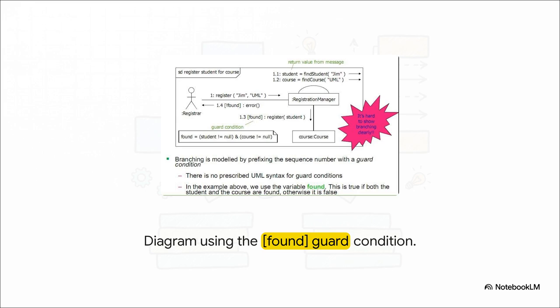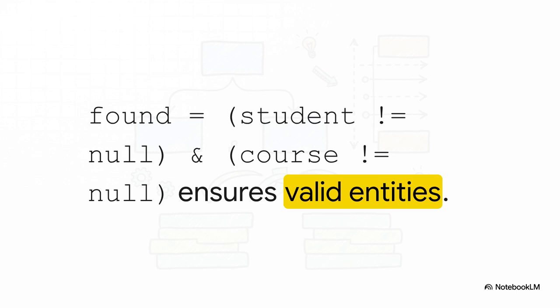That bracketed word is essentially your gatekeeper. It prefixes the sequence number and dictates that the sequence only continues down that specific path if the guard condition is completely met. But what exactly is found? Let's break down the logic behind that guard condition. In our model, we're defining found as true only if both the student and the course actually exist in the system. So, in code syntax, that's student != null and course != null. If Jim is in the database and the UML course is in the database, well, found equals true, and the registration proceeds smoothly. If either one is missing, found is false, and the system throws an error. It's a binary fork in the road, and it is captured entirely by those little square brackets.